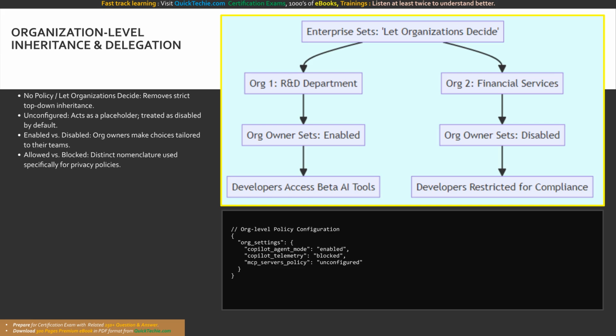By utilizing the no policy setting at the enterprise level, you successfully balance centralized billing and licensing with decentralized, highly customized security governance, granting individual business units the exact flexibility they need to optimize their specific developer workflows securely. Understanding this balance between enterprise control and organizational autonomy is a heavily tested concept on the GH-300 mastery exam. This configuration object highlights the exact terminology you must memorize for the exam. Notice how standard features use enabled or unconfigured, with unconfigured acting identically to disabled until acted upon.